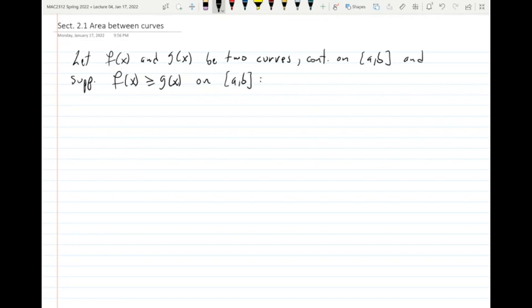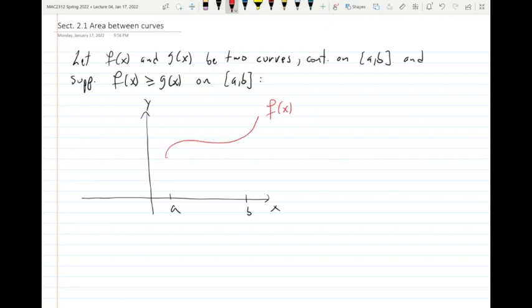Okay, so I'm just going to draw an arbitrary picture here. Let's say here is a, here is b, and then we have the function f over here, and the function g is somewhere below the function f. It doesn't really need to be that both of them are above the x-axis. They could be below the x-axis, or g below the x-axis. It doesn't matter. What I care about is the fact that f is greater than or equal to g over the interval [a, b].